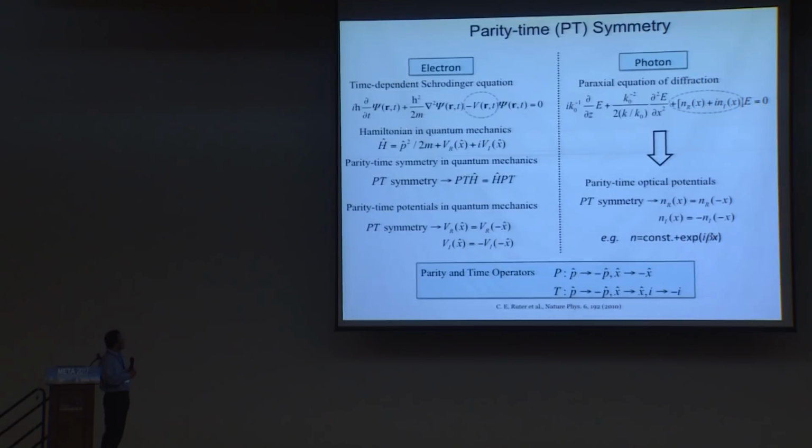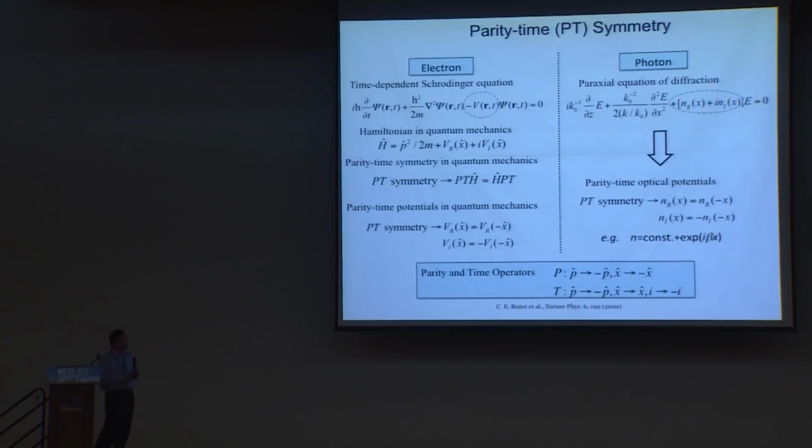Schrodinger equation with this Hamiltonian. If you do the parity-time symmetry operation, namely you switch x to minus x and t to minus t, and the Hamiltonian is still preserved under the simultaneous operation of parity and time, that requires, first of all, that the real part of the potential has to be symmetrical. The imaginary part has to be asymmetrical.